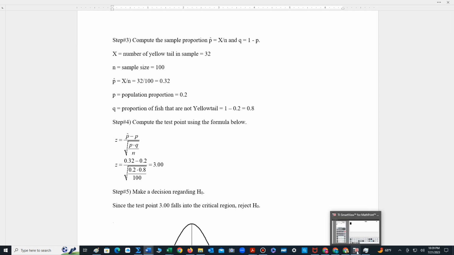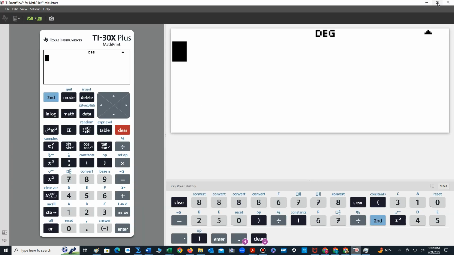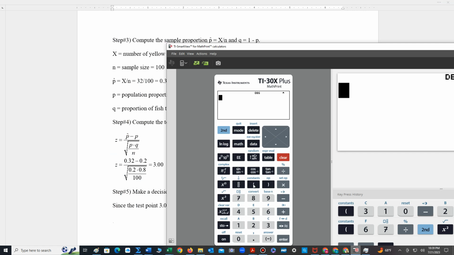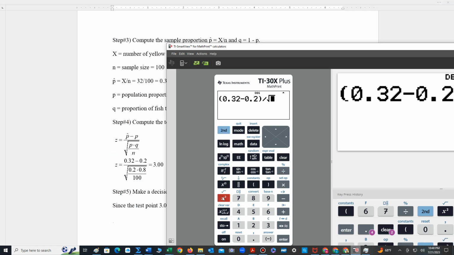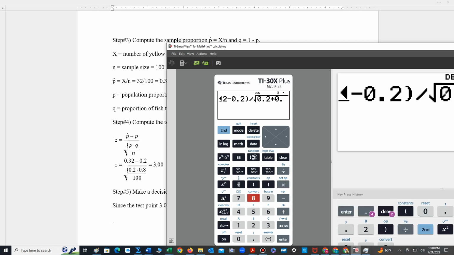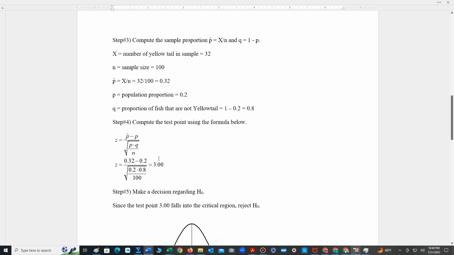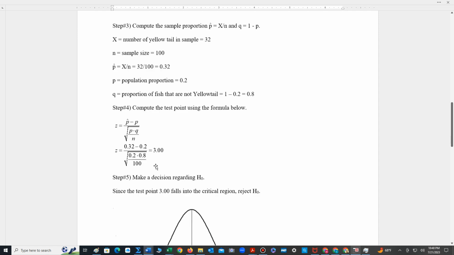Let's calculate this using a standard scientific calculator. I like to use the parentheses, so we have 0.32 minus 0.2, and I like to type it all in one shot. I don't like to work it out in parts. We divide this by the square root, and we keep everything inside: 0.2 times 0.8 divided by 100. And we can see we get 3. So 3 is the test point value.